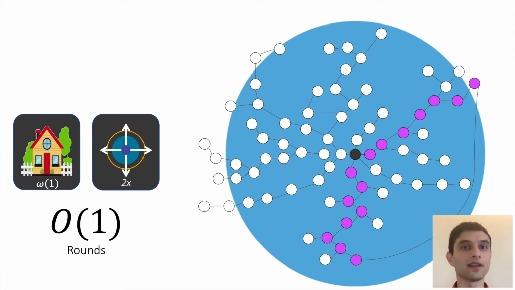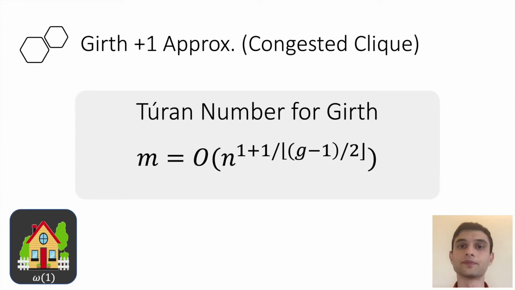And this gives us the +1 approximation. So let's see how we achieve both of these 2 algorithms. For the first one, we recall this very well-known relationship between the number of nodes, the number of edges in the graph M, and the girth of the graph G.